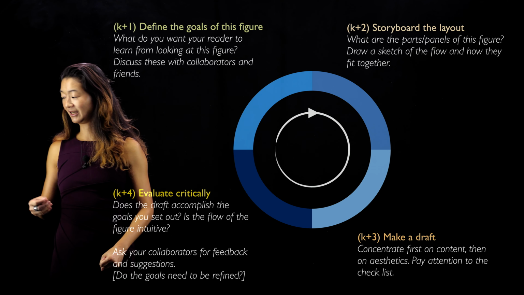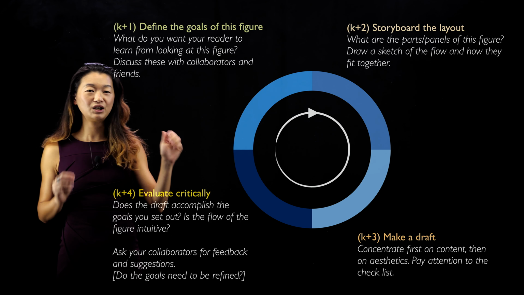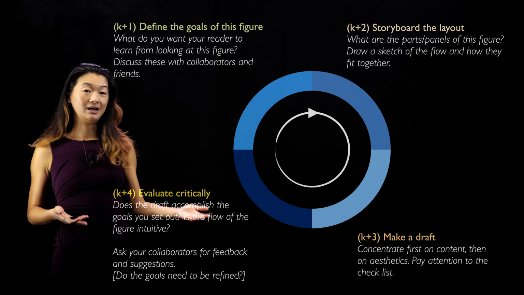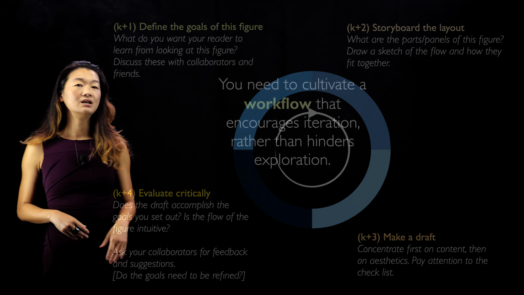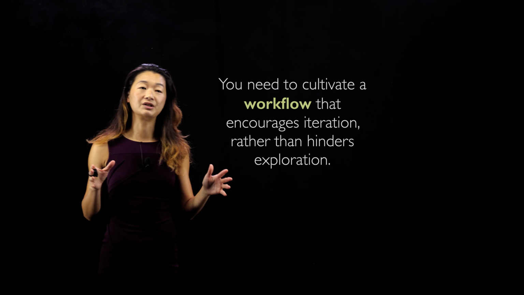If you have a color that's slightly the wrong shade of yellow, if you have a tick mark that's in the wrong place, it should be really easy for you, whatever you're doing in your workflow, to make that happen instead of getting in the way. So how do we do this? You need to cultivate a workflow that encourages iterations.